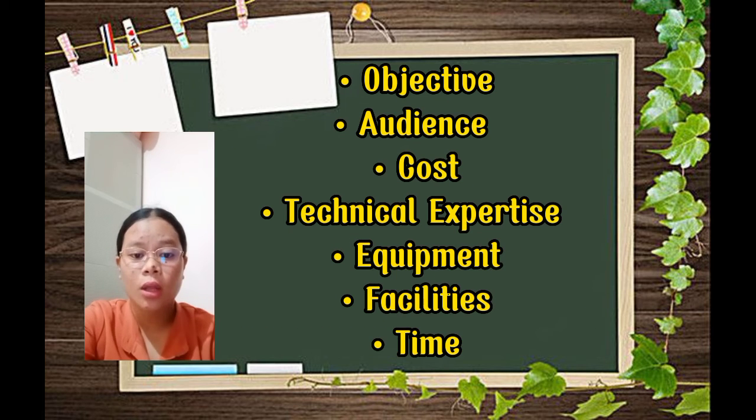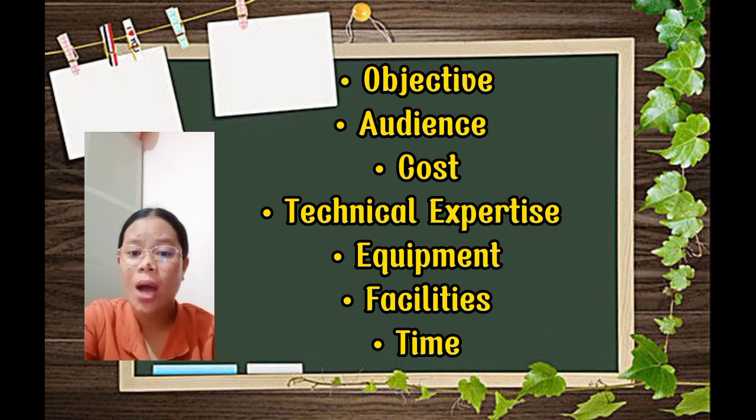For example, objective. What do you want your students to learn? Audience. What are the characteristics of your learner? Cost. Is sufficient money available in your budget to meet the cost? Technical expertise. Do you have the necessary expertise to design and produce the kind of material you wish to use?